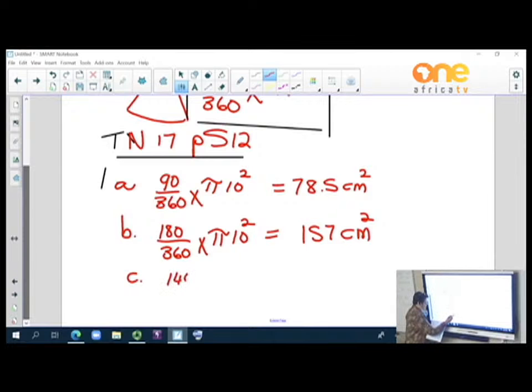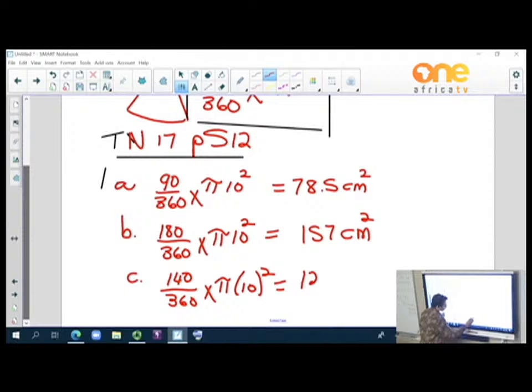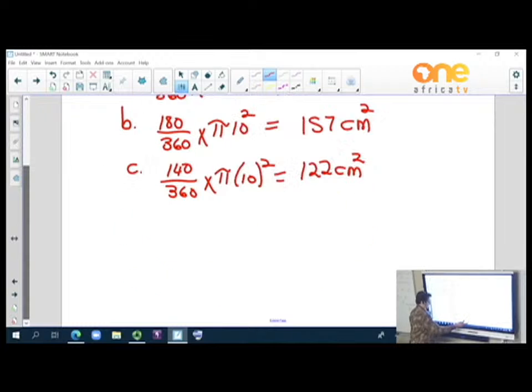Okay, 140 over 360 of pi r squared. It's all the time the 10 squared that we have there. And Ben, what do you say is this one's area? 122. We round off to 3 significant figures. So that's that one. And then the last one, number D.